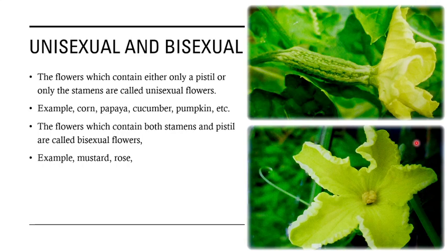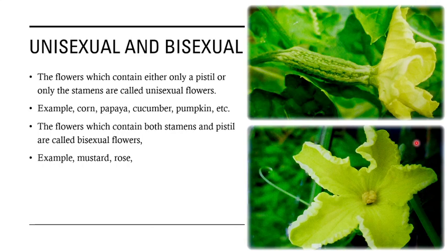The flowers which contain either only a pistil or only stamens are called unisexual flowers. Examples of unisexual flowers: papaya, cucumber, pumpkin, etc.